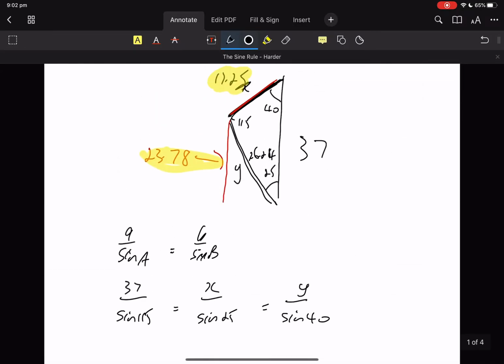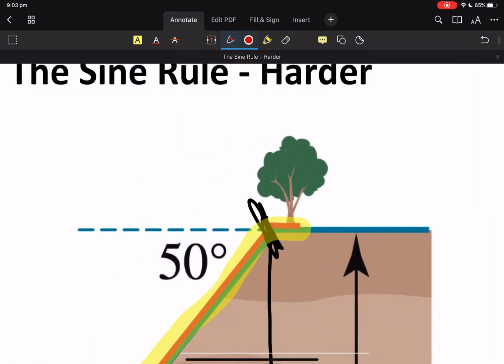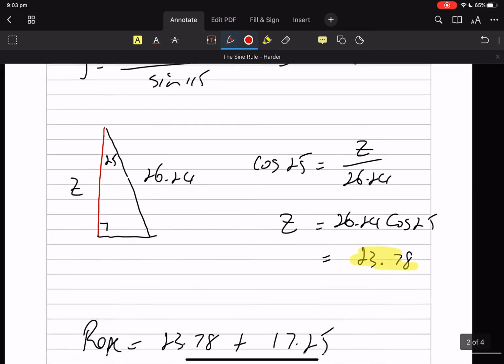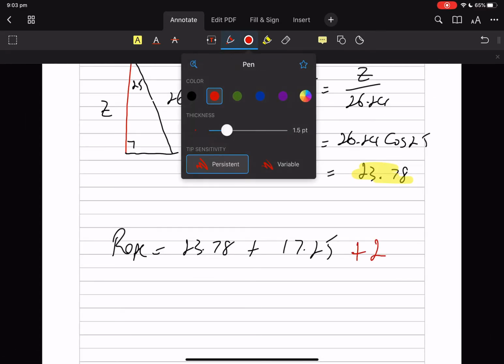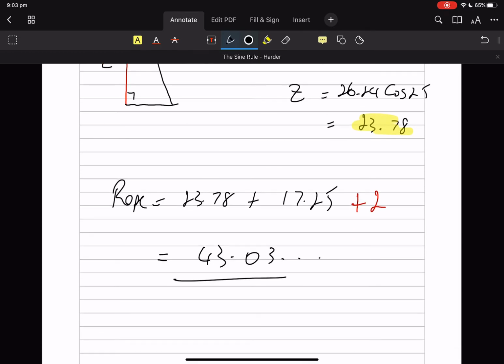Please read the question in your exam. It said that there's another 2 metres of rope over the edge to get to the tree. So that to me is a little bit of a trickster, so please keep your eye out for that. So I've got to add that 2 on at the end, and I think if we add all that up we get 43.0 something. So we need 43 metres of rope.